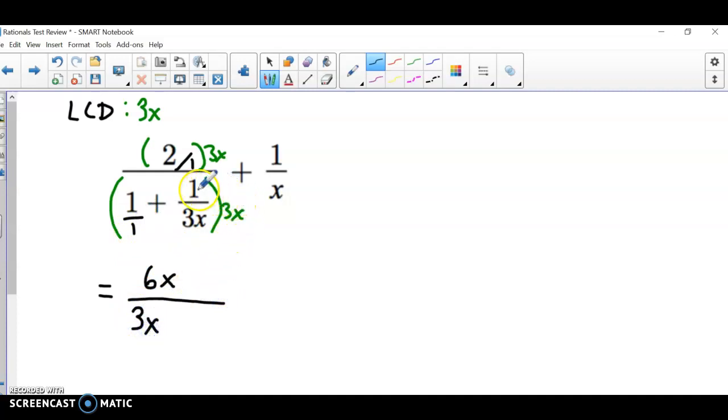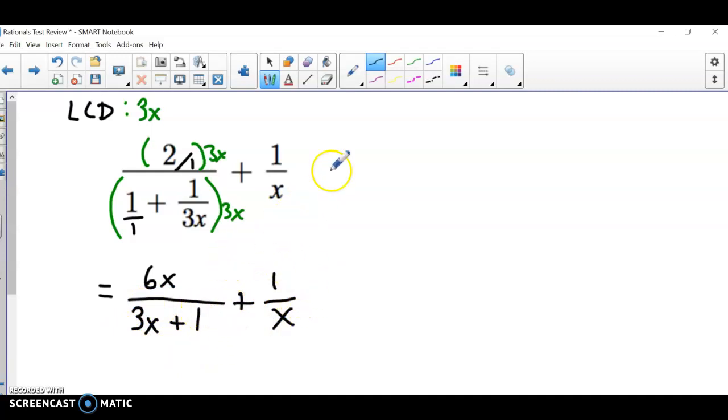And 3x times 1 over 3x, that's 3x divided by 3x. That is just 1. Anything divided by itself is 1. So good, I've gotten my fraction within a fraction out of there. And I'm going to pull this guy down over here, plus 1 over x. So now I have a new denominator on this term.